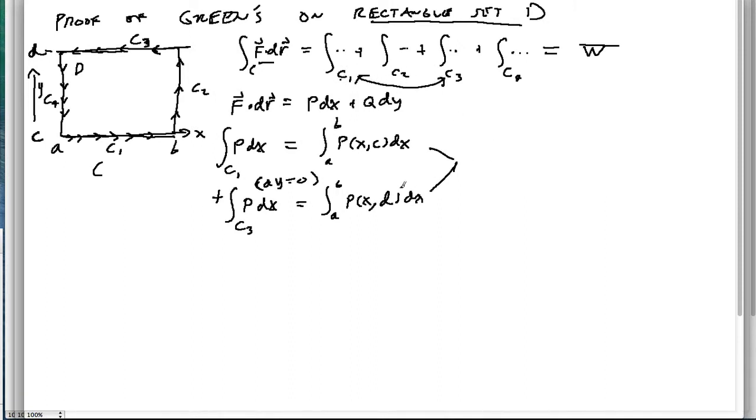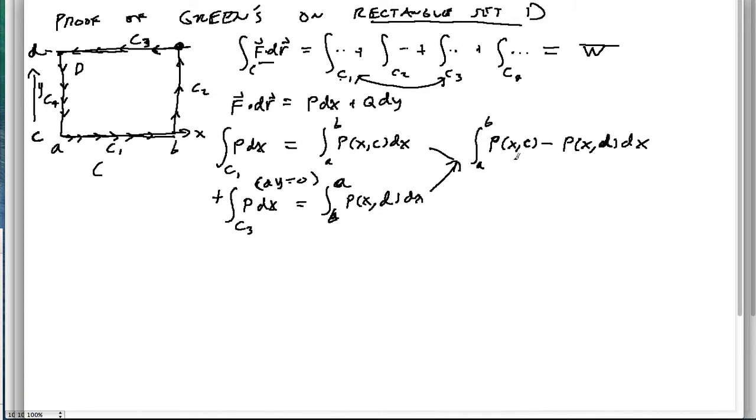So I'm adding this one and that one together, and I'm going to get, oh, sorry, one problem here. We're going from b to a, right? We're starting here at x equals b and going to a, right? So when I want to add these together, I want to change the integral around to make it only a to b, right? And that will make this a negative sign. So what we're going to do is we'll put a p of x comma c minus p of x comma d, right? Okay, and then dx.